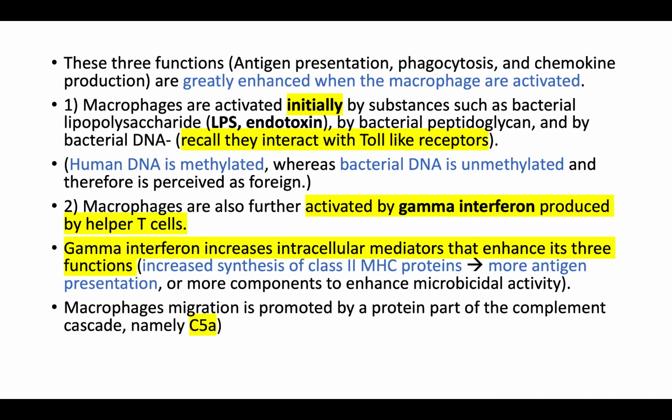For example, human DNA is methylated, bacterial DNA is unmethylated. They use something different other than a methyl group. So I would know this DNA, for example I have a broken cell, this DNA comes from a foreigner, so I need to be activated. This is primary activation.